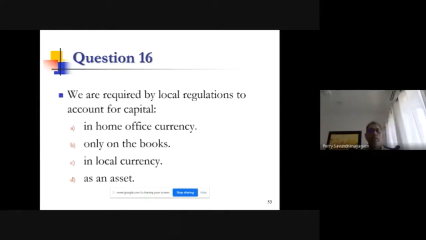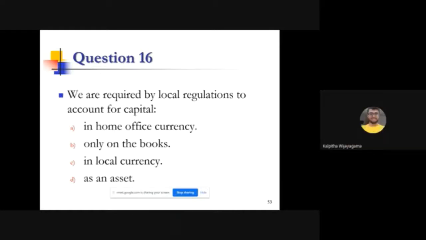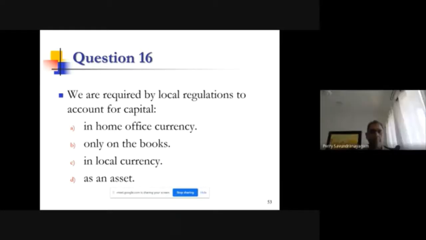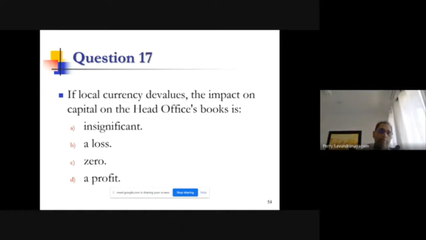We are required by the local regulator to account for capital in home office currency, only on the books in local currency and as an asset. In local currency. Okay. Anybody else? Correct. The head office of that particular organization can keep it in their currency, but from local regulations, you have to show your capital in Sri Lankan rupees here.